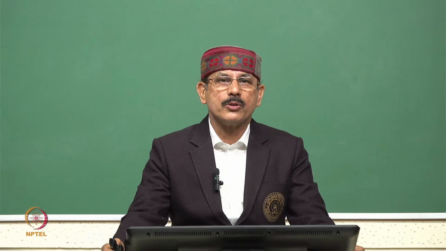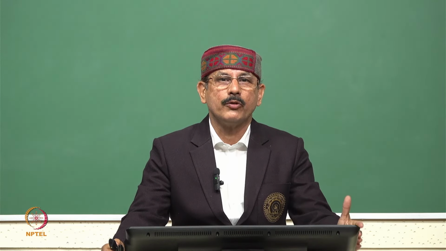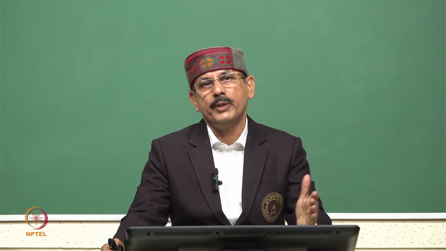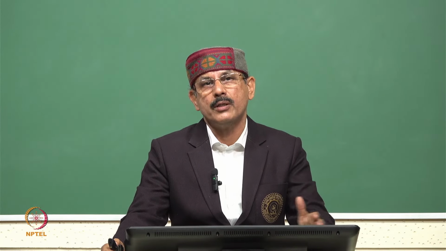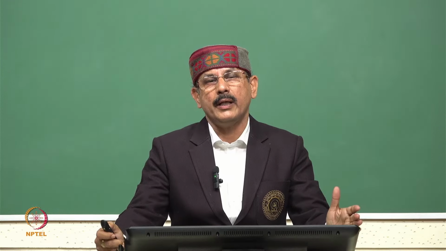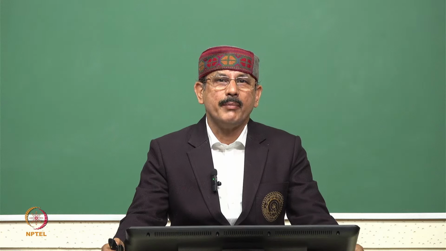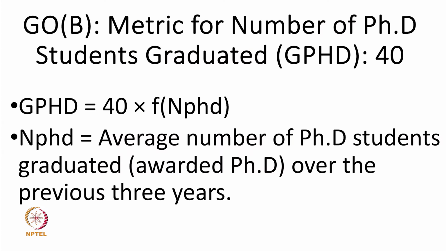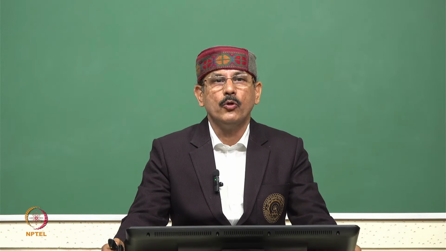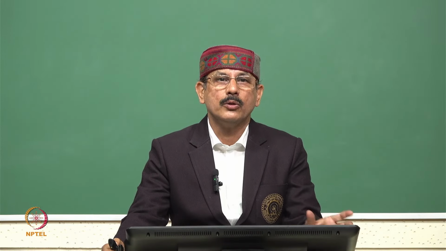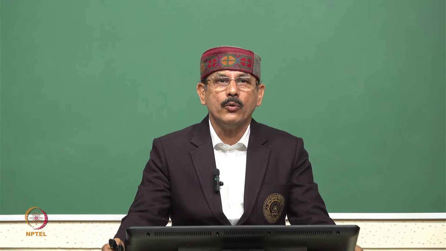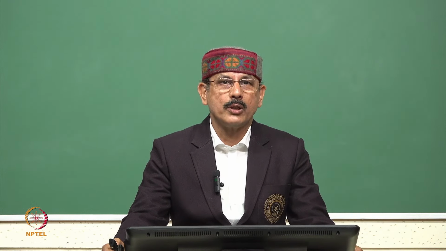So it is calculated based on when you started a particular course and when you finish that course. It is basically in order to bring academic discipline within the institutions. That means completing the entire study within a time frame. The second one is the metrics for the number of PhD students graduated. 40% weightage is given over there. The average number of PhD students graduated, that is, those who are awarded a PhD over the previous 3 years, are counted. So in combination of these two, we arrive at the graduate outcome parameter.